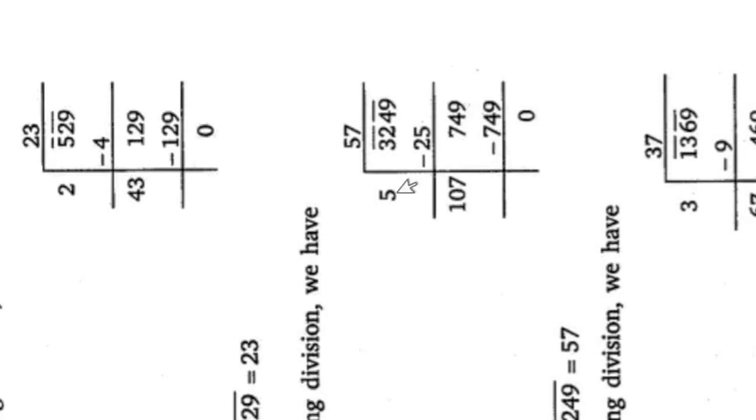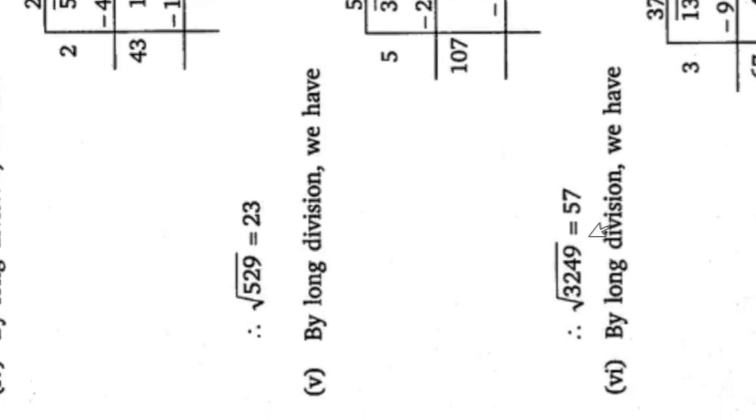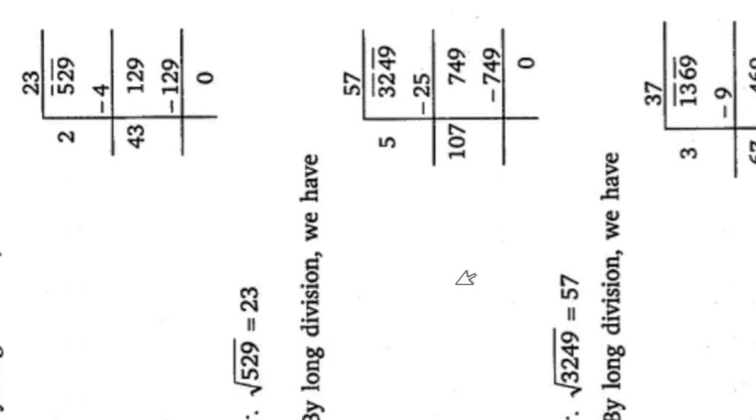Now, 5 plus 5 is 10. So, with 10 we will put such a number that the multiplication with the same number gives 749. So, 107 multiplied by 7 equals 749. So, here will come 7. So, 749 minus 749 is 0. So, answer is 57. So, square root of 3249 equals 57.